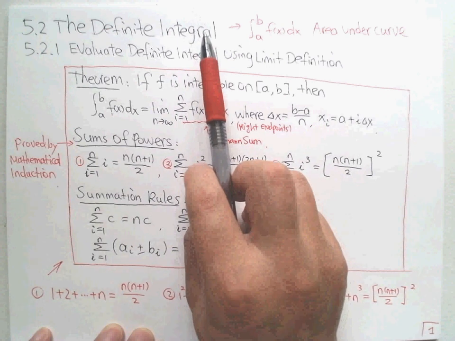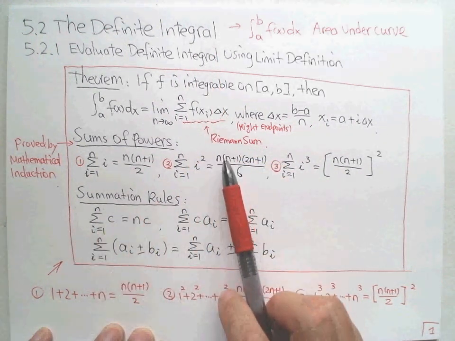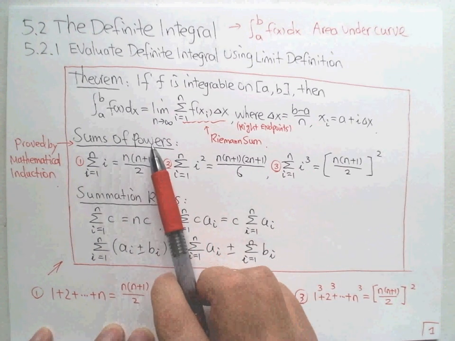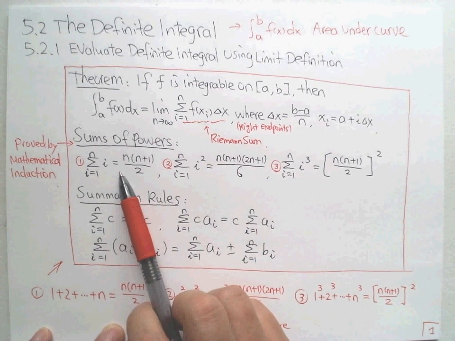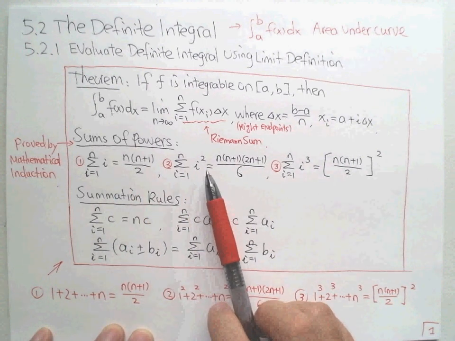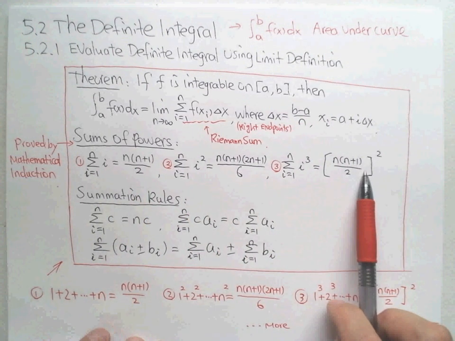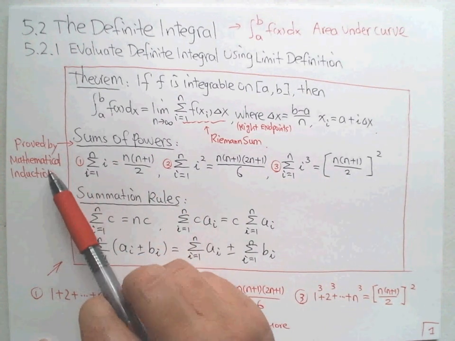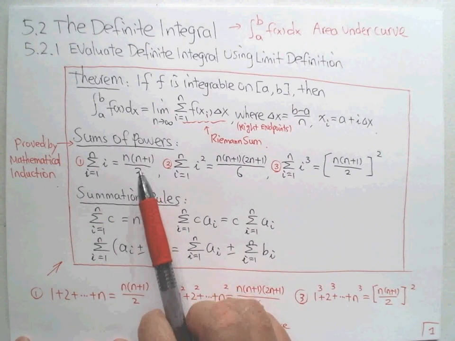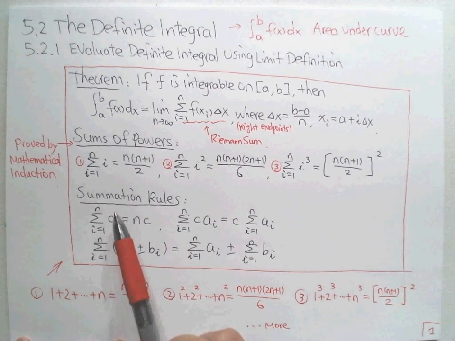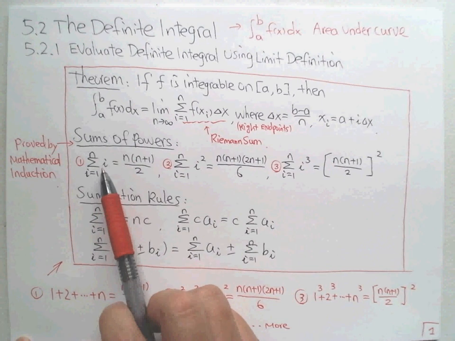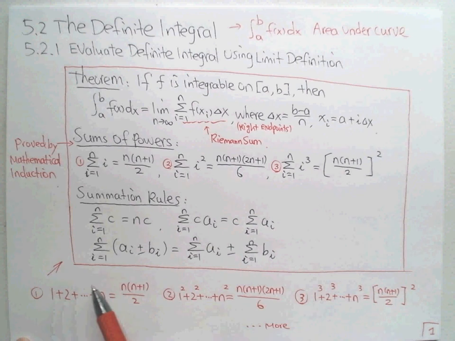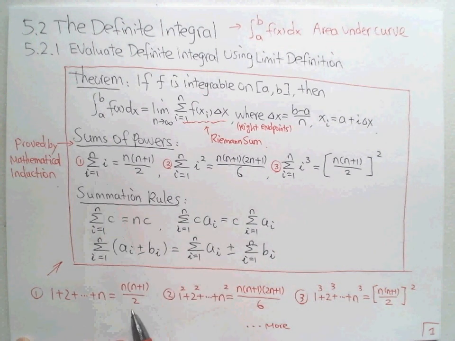So how to find this? We need to use some rules, some results. The first result we call the sums of powers. This is the power 1, this is the power 2, and this is the power 3. All these results can be proved by mathematical induction. What does this mean? The first one I put here, you can see this is a summation, right? So i from 1 to n added together means the summation equals this. This is very famous.